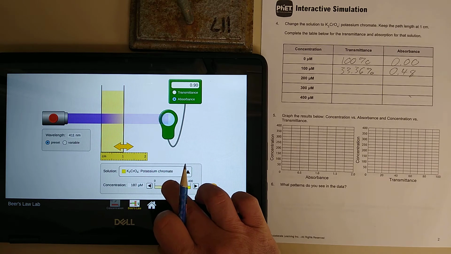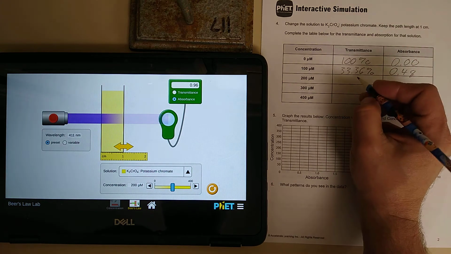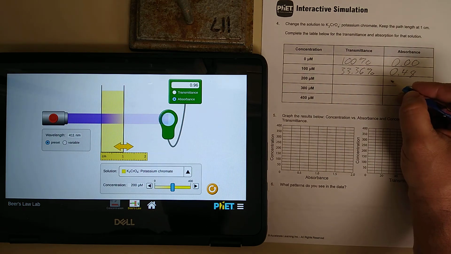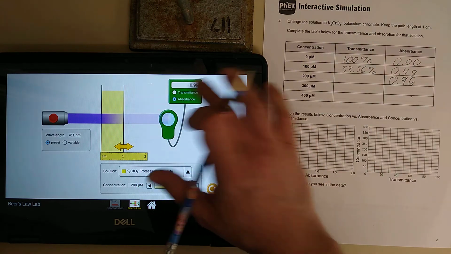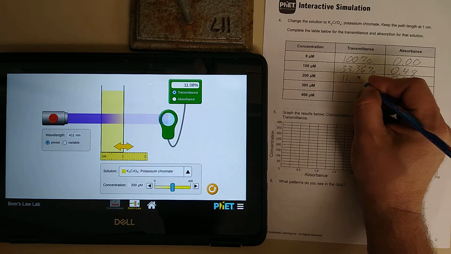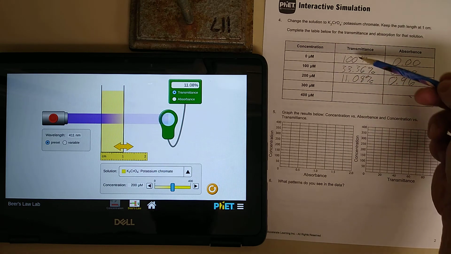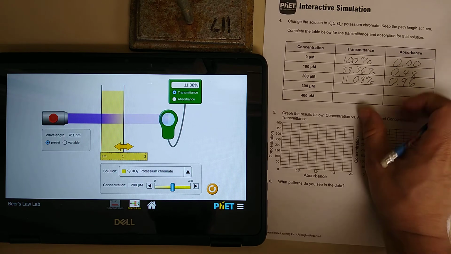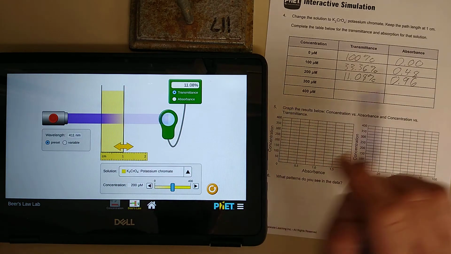Now I move this to 200. Absorbance, 0.96. Transmittance, 11.08%. Now if you notice, as we start adding more stuff, less and less light is making it through. More and more is getting absorbed.